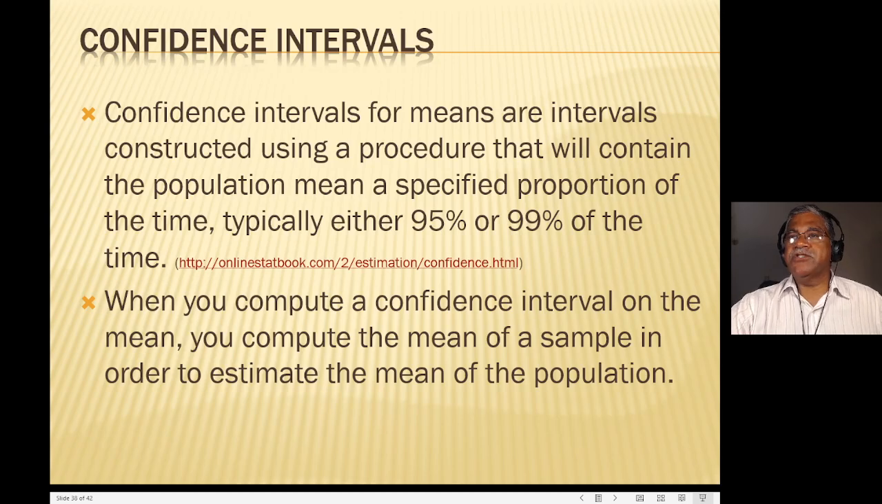So then you have to ask yourself, what does a confidence interval mean? Confidence interval means that you can basically extrapolate your sample to the population, and you can do it with a confidence of 95% or 99%. Now this confidence interval also involves a table based on a certain calculation. So you compute the mean of a sample in order to estimate the mean of the population.